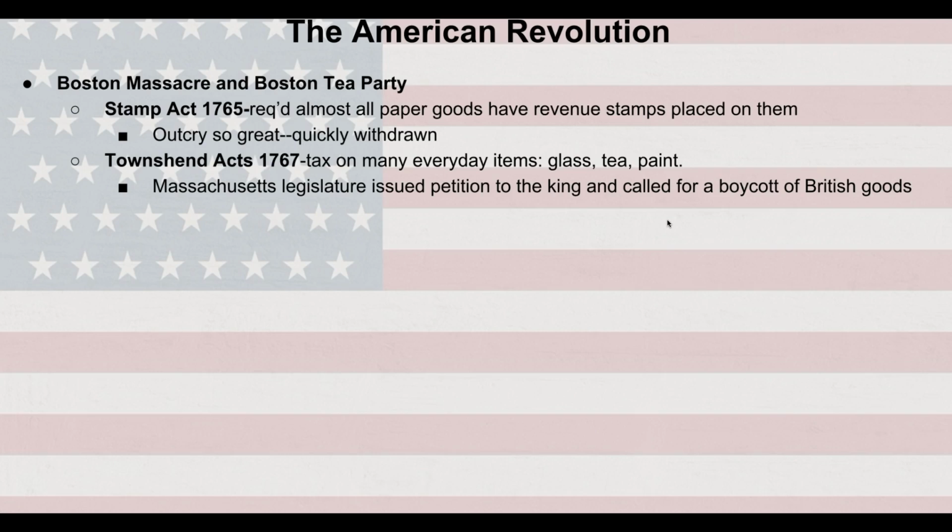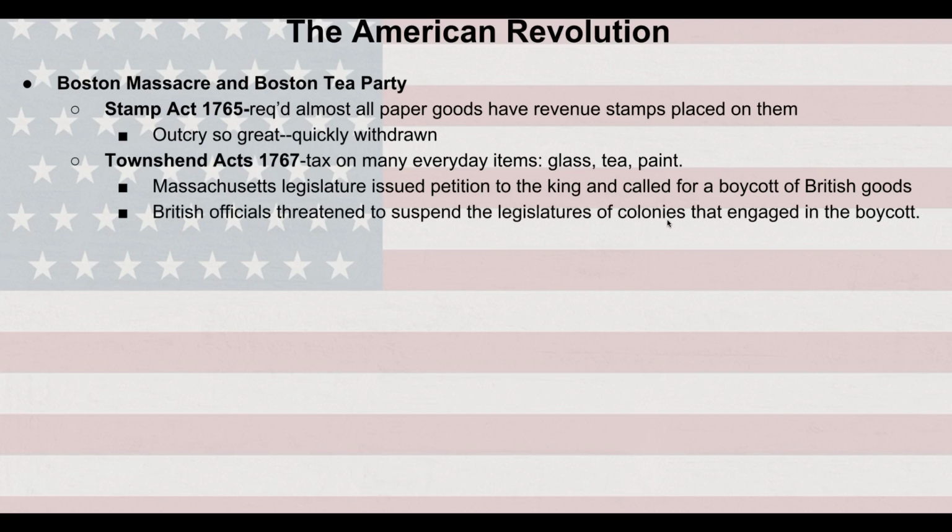This is going to anger the British, obviously, and so British officials are going to threaten to suspend the legislatures of colonies that engage in the boycott. So the British say, fine, if you decide to engage in this boycott and you're engaging in a legislative body that is self-governing, we're going to suspend those, and you're no longer going to be able to have that benign neglect that you have enjoyed for so long and allowed to sort of self-govern yourselves in a manner that you're used to. And so they're going to back this up by sending a warship to Boston in 1768.